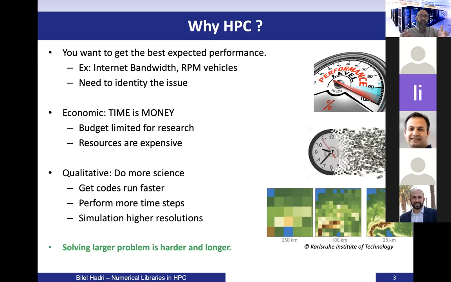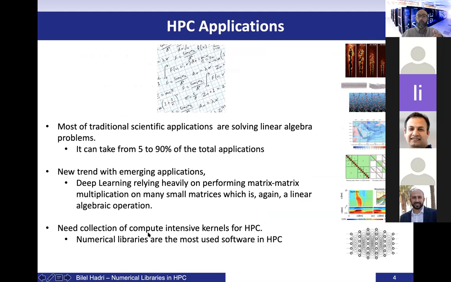Your budget is limited for your research, and some of the resources are also limited and expensive. So you are lucky here at KAUST or in other centers where you can easily access free resources. Also, most of you would like to do more science, to get the code to run faster, to perform more time steps and higher resolution, because solving the problem is harder and longer.